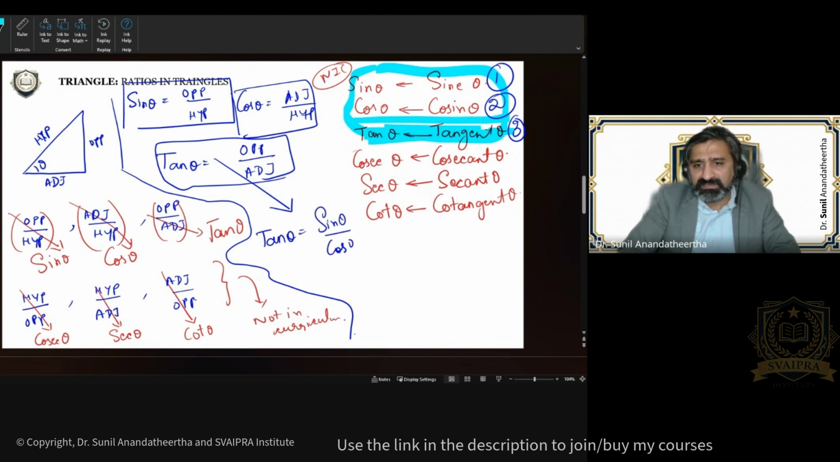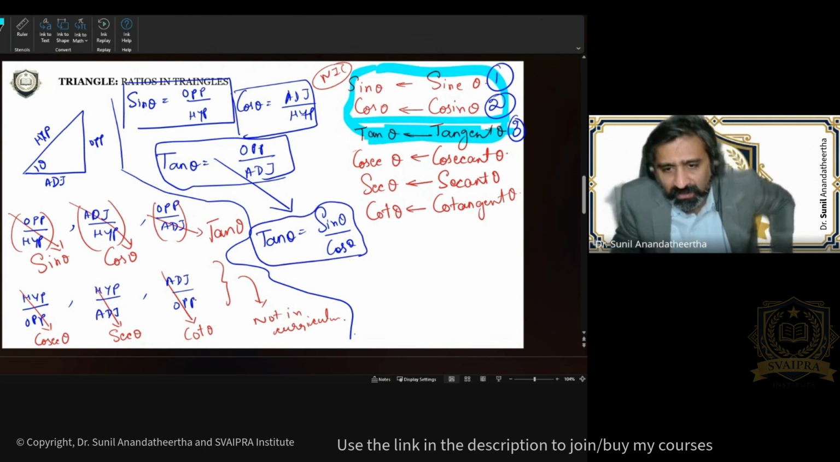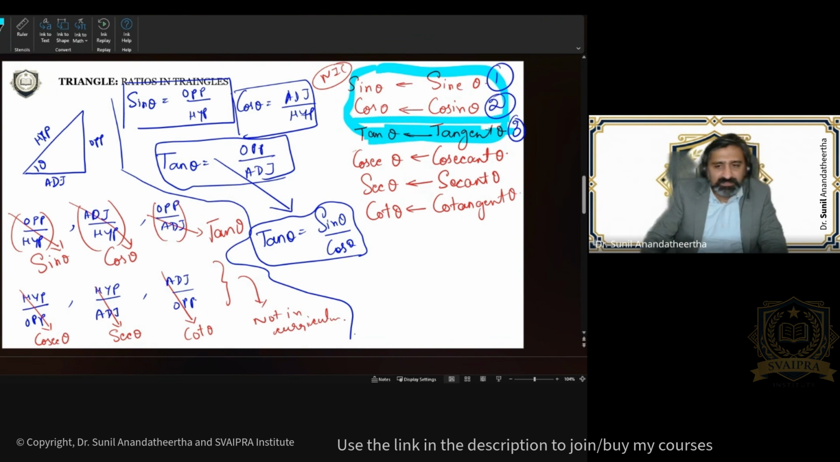And how do you get this? It should not be a great difficulty in understanding this, because you already know about ratios. I leave that to you to figure out. Why is tan theta sine theta by cos theta when tan theta is opposite by adjacent?